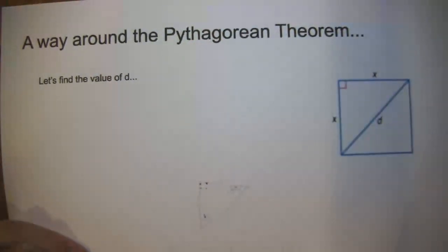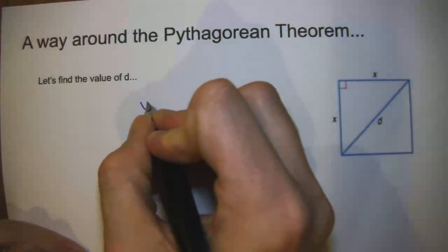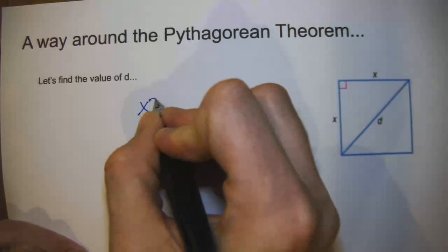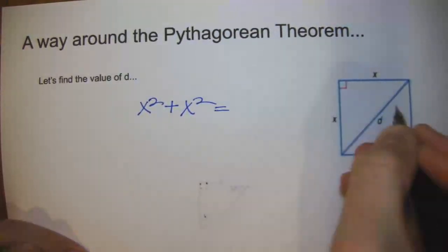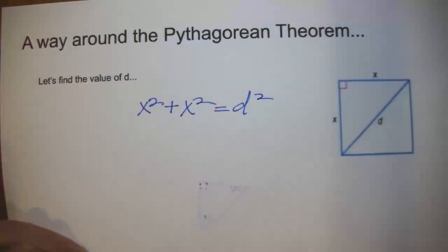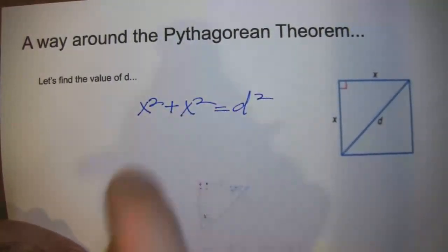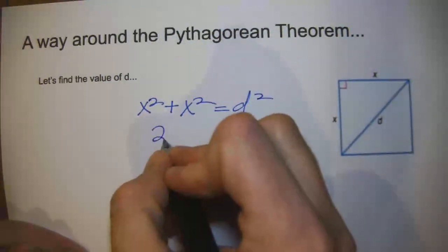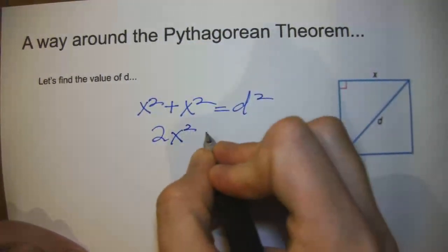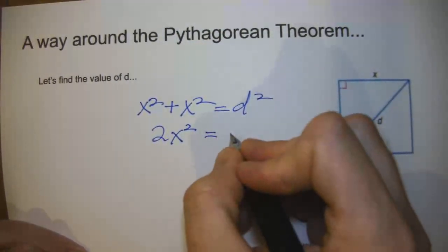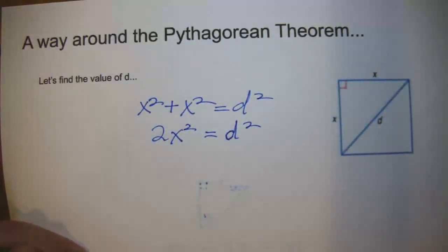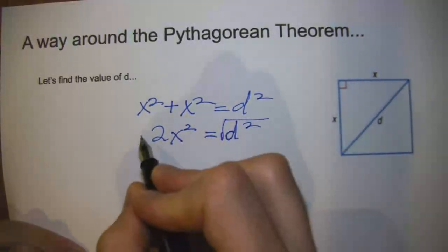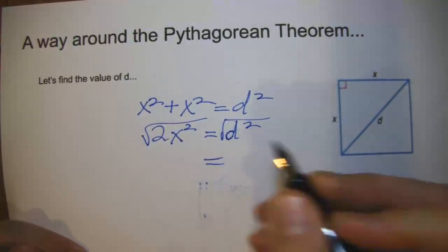So if we follow the Pythagorean theorem for now, we would get x squared added to x squared is equal to d squared. In this case, I have 2x squared. So let's rewrite that: 2x squared is equal to d squared. And remember, we're trying to find the value of d. In other words, I want d all by itself. So let's take our square root here on both sides and see what falls out.